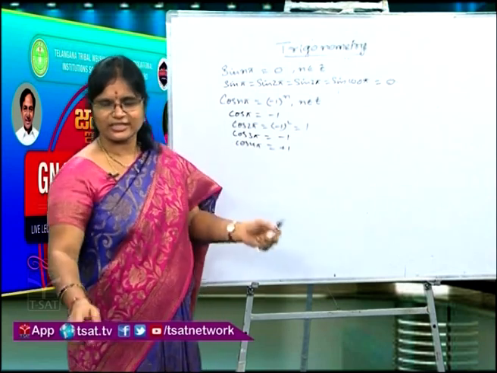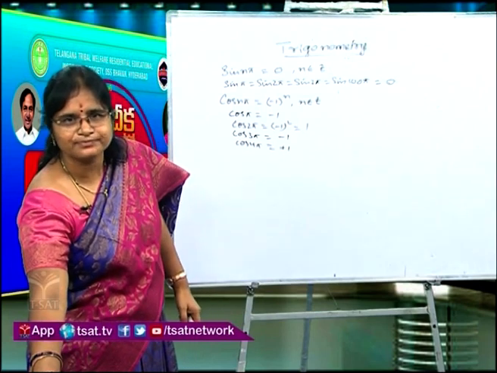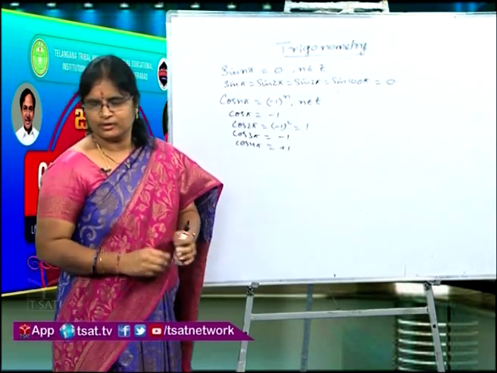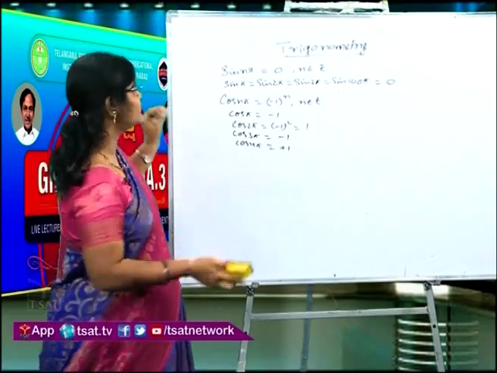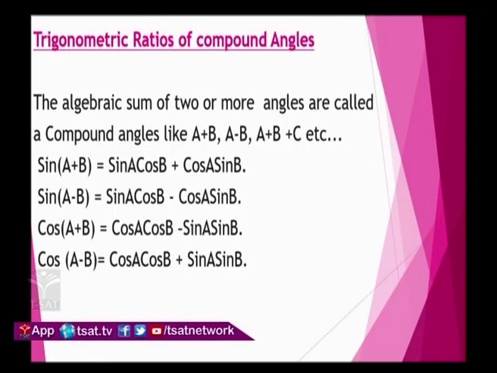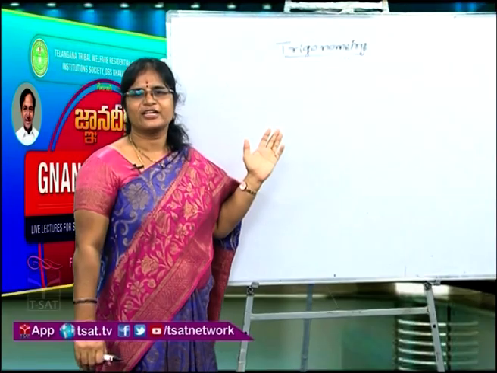Okay, children, now let us move to the next topic, trigonometric ratios of compound angles. What do you mean by compound angles, children? If we take more than one angle, then they are called compound angles. Suppose you see the formula, children, the algebraic sum of two or more angles is called a compound angle, like a plus b, a minus b, a plus b plus c, etc. Now, these formulas are very, very important.